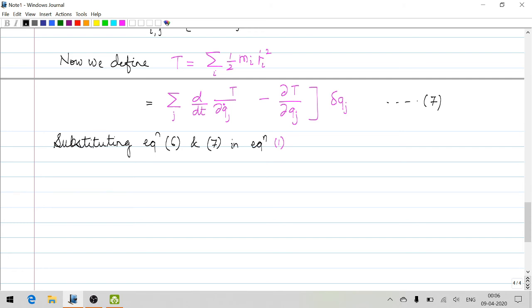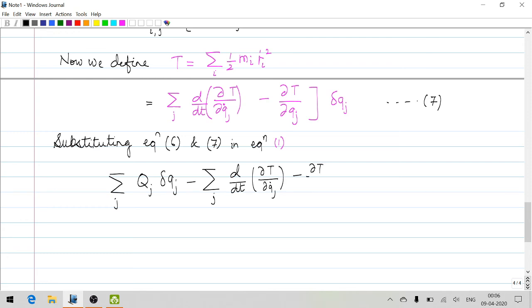So the first term is summation over z Qz delta qz, minus the second term, summation over z d by dt, I'm sorry, this is dou T by dou qz dot, minus dou T by dou qz, delta qz equal to 0.